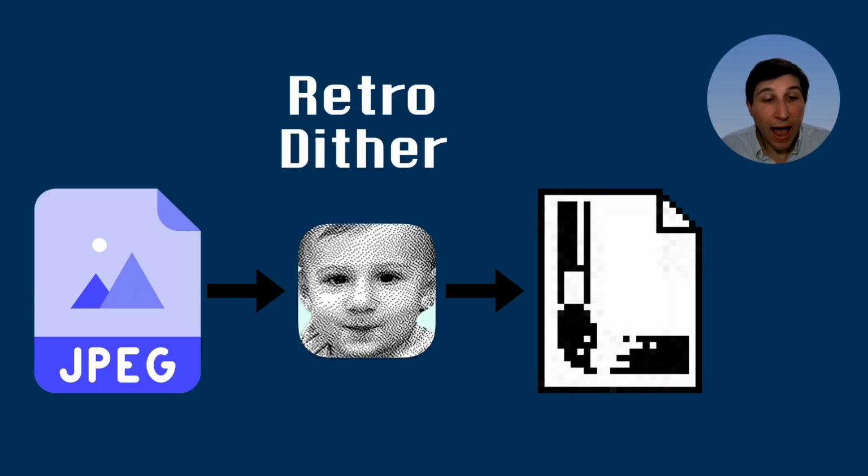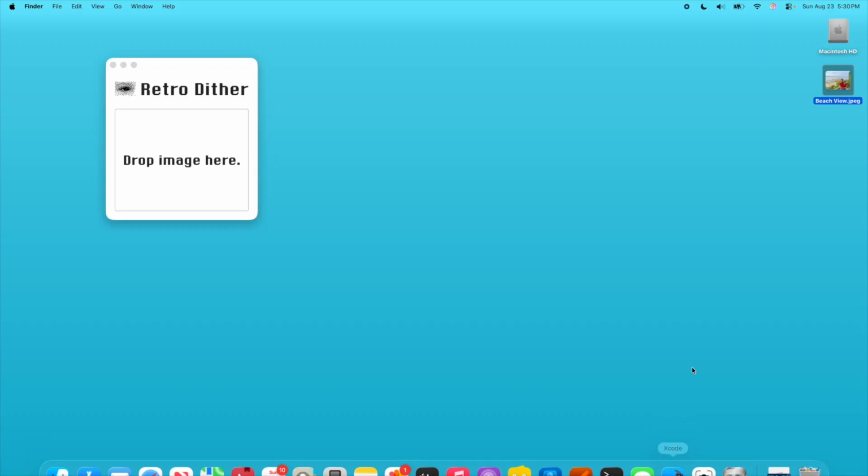Okay, to actually take our original image and convert it to MacPaint, we need software that does the dithering and then converts to the MacPaint file format. I happen to write software called Retro Dither, so I'll show you now how that software can be used to convert a modern image into MacPaint file format, including dithering.